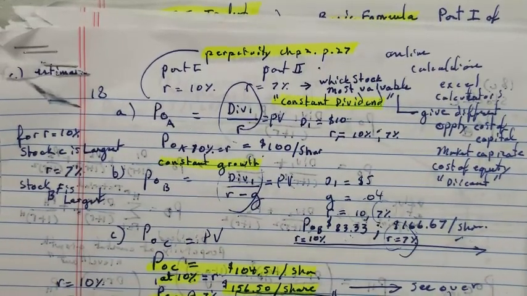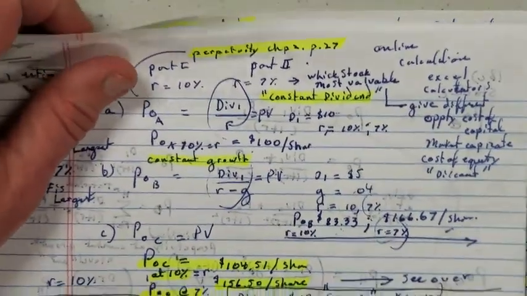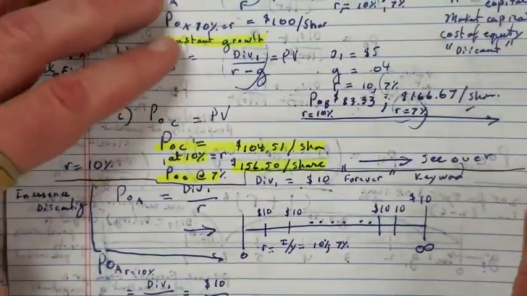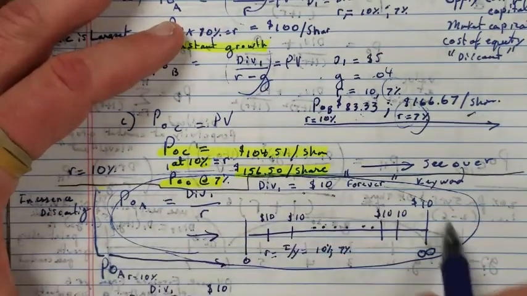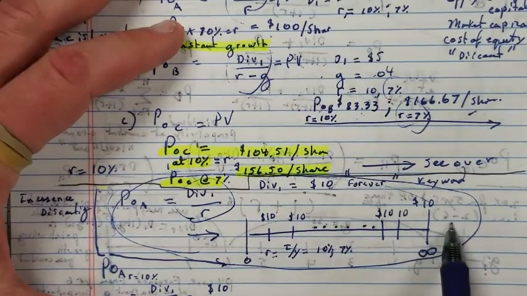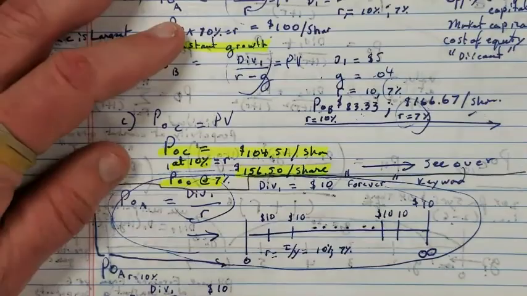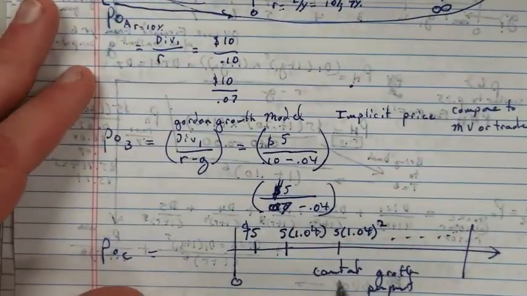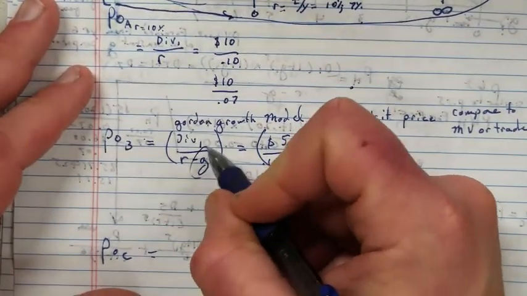Okay, next one. In this case, it would be very helpful to draw out a timeline. I actually drew a timeline here for stock A, our perpetual movement right here, which is a constant dividend going out over time up to infinity. This one is again just like a preferred share. Stock B would look something like this. We have $5. You have a dividend growth rate.